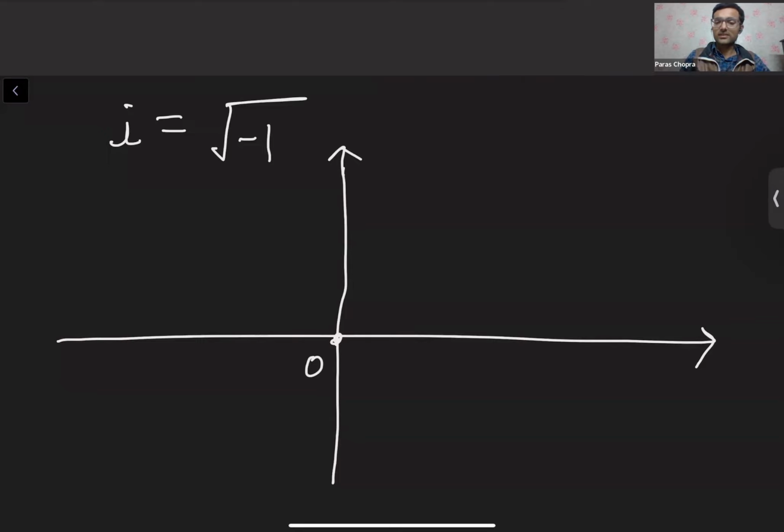आयोटा किधर आएगा इस कॉम्प्लेक्स प्लेन में? So can we write iota as 0 plus 1i? Okay, so this will be the representation of iota. And real numbers किधर आएंगे? Real numbers. On a complex plane, the real numbers will lie along the x-axis, while the imaginary numbers will lie along the y-axis.